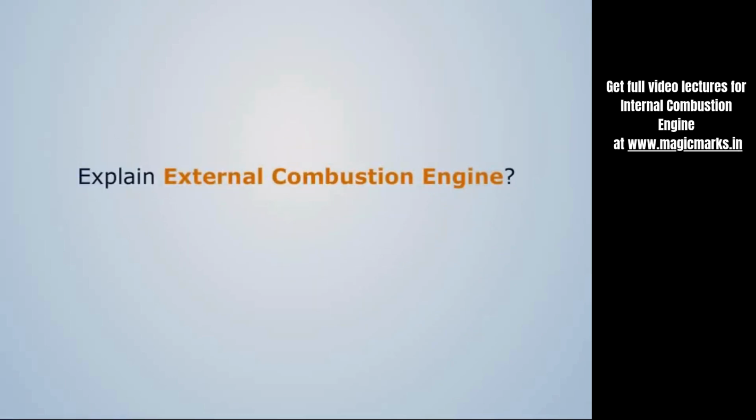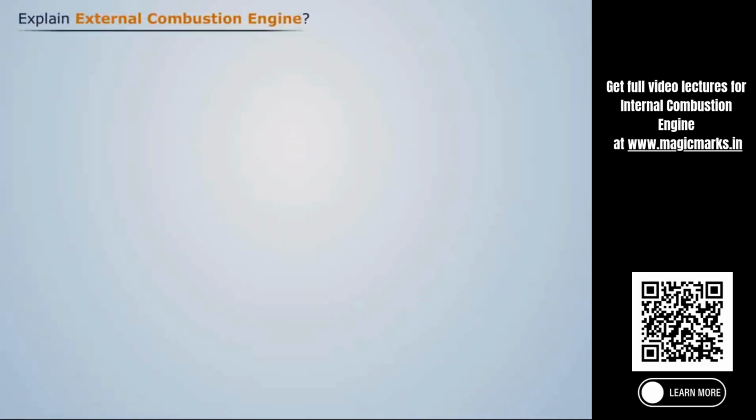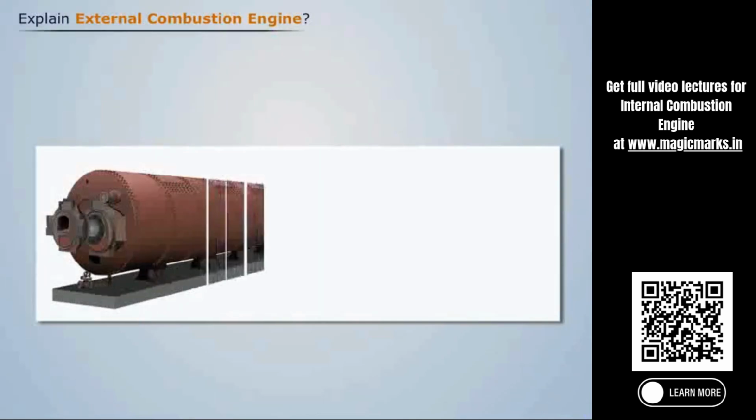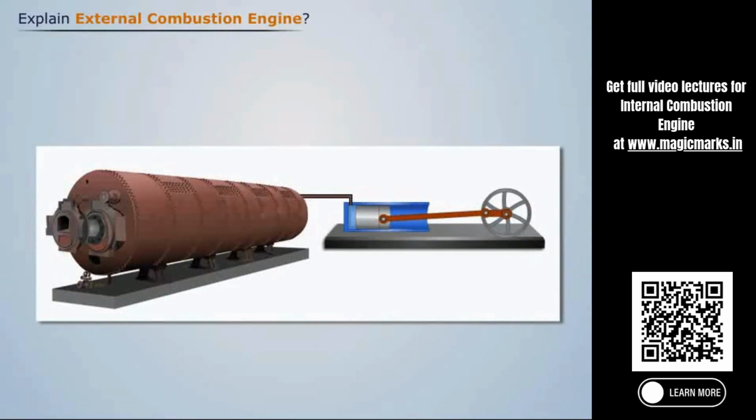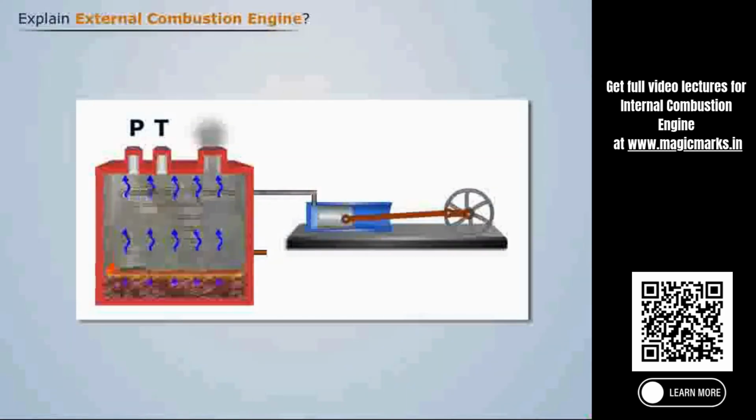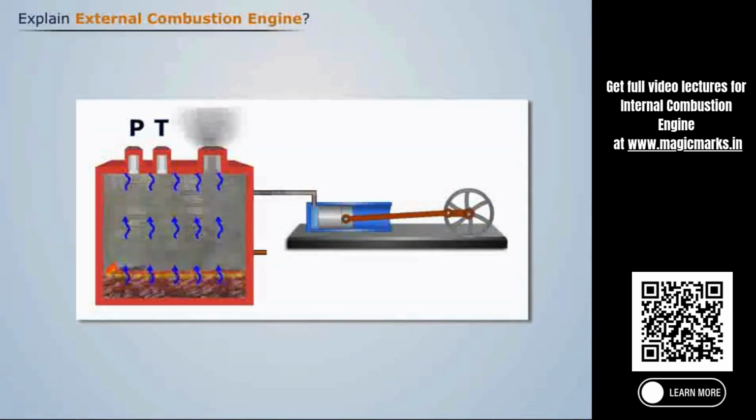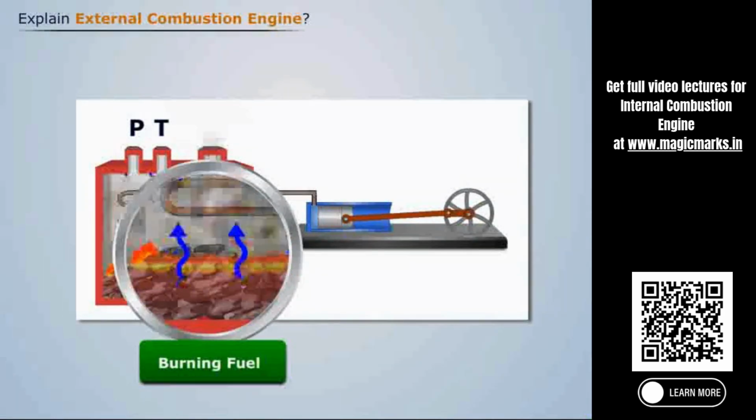Explain external combustion engine. To understand the concept of the external combustion engine, let us consider a piston cylinder arrangement attached to a boiler. Heat is generated in the boiler by burning some fuel in the presence of air.